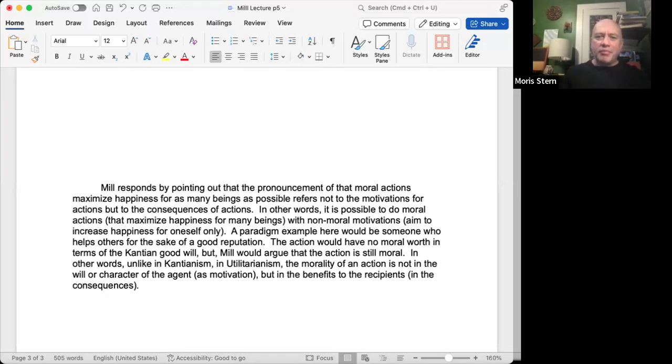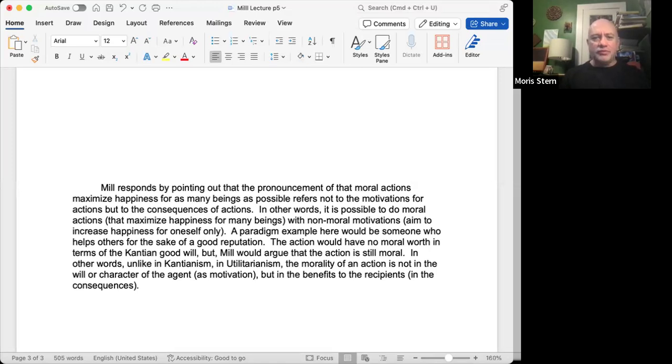Mill responds by pointing out that the pronouncement that moral actions maximize happiness for as many beings as possible, the utilitarian morality, refers not to the motivations for actions, but to the consequences of actions. In other words, it is possible to do moral actions with non-moral motivations. It is possible to maximize happiness for many beings, even though one is aiming to increase one's own happiness only.